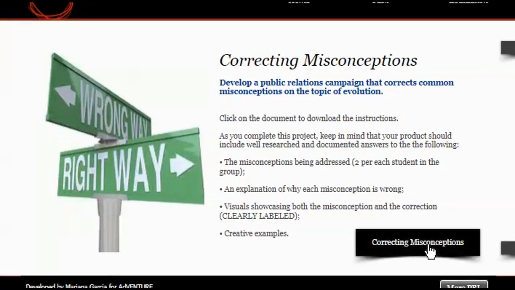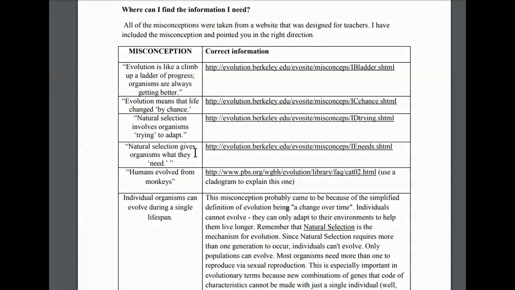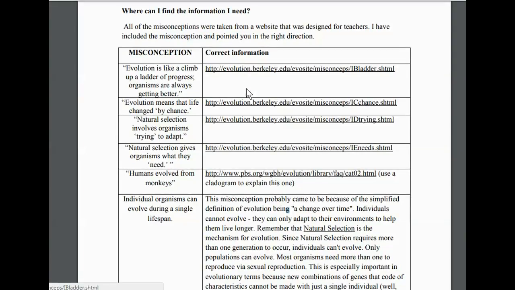Click through with me right here and let's see what the misconceptions are. So when we look here, here is a list of misconceptions. That is things that people think they know about evolution, but that aren't exactly true. In order to help you get a better idea, over on this side of the table where it says correct information is a link. You click through on the link, learn from that what you need to know, and you're going to produce some sort of document to help people understand better about evolution.